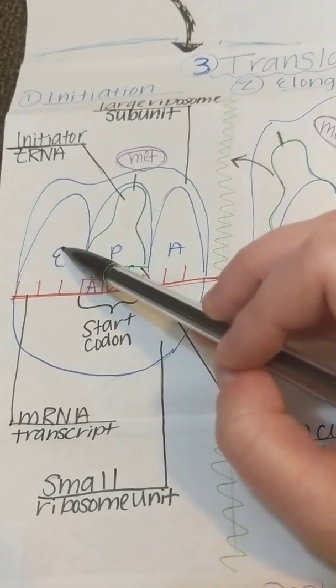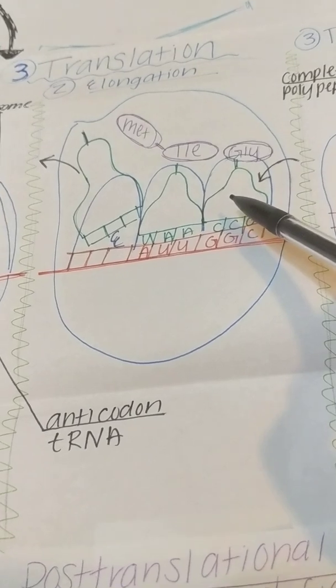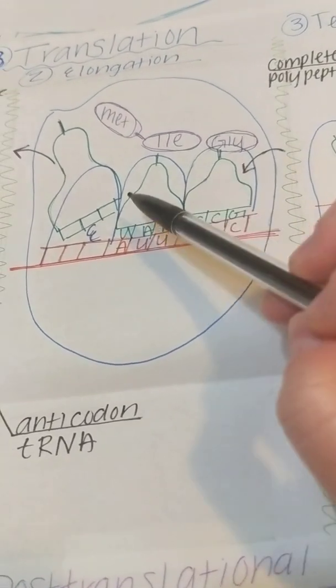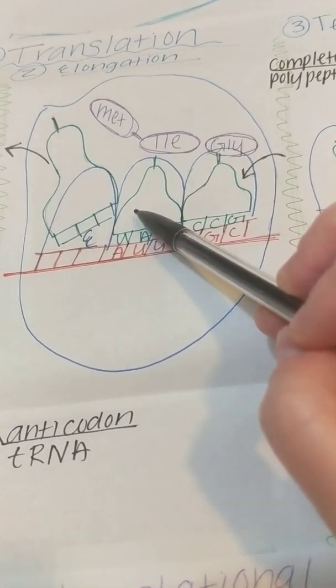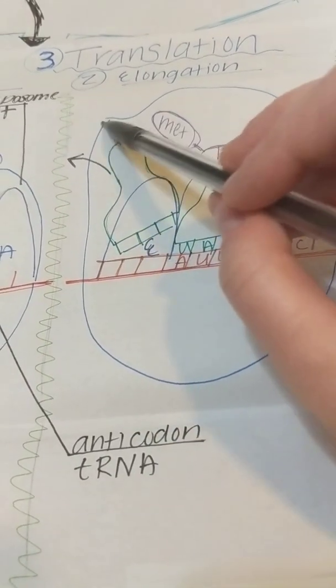The P goes to the E, the A goes to the P, and they keep going on, like we can see here. P is the first one to start, A comes in, and the E site leaves without an amino acid because they're formed together.